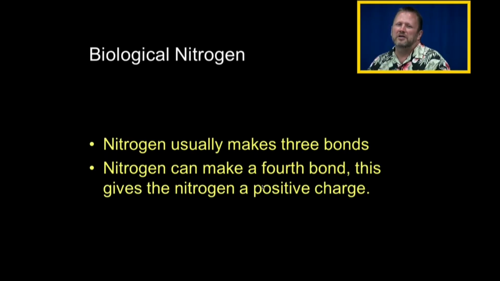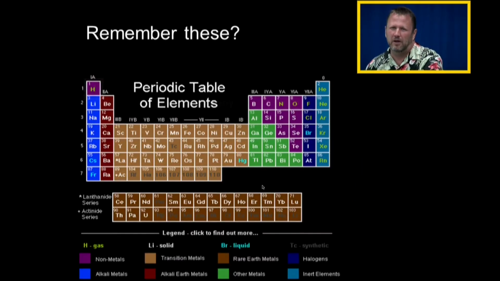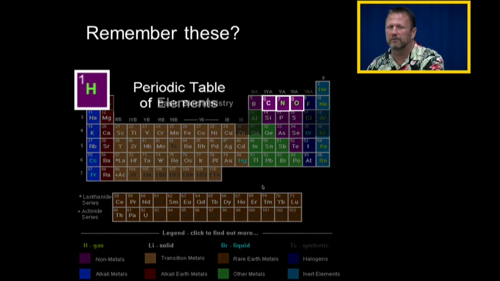Okay? Nitrogen makes 3 bonds, but nitrogen can make a 4th bond. And when that happens, the nitrogen becomes positive. All right? You'll hear tertiary. Tertiary means 3. All right? Tertiary nitrogen is 3 bonds and is usually neutrally charged. 3 bonds means the nitrogen is neutrally charged. And when we make that 4th bond, that's called a quaternary. So the 4th bond on the nitrogen gives us a positive charge. And that's very important. We'll talk about that very soon.